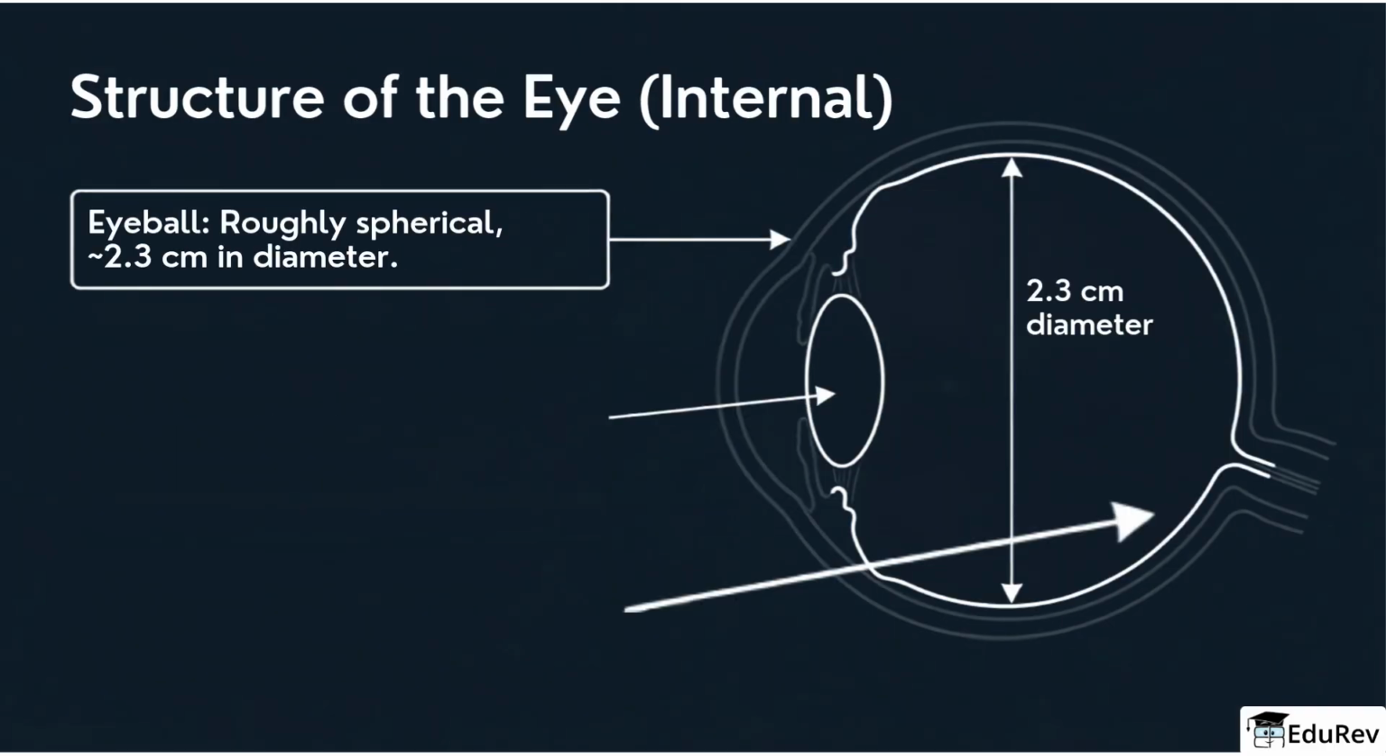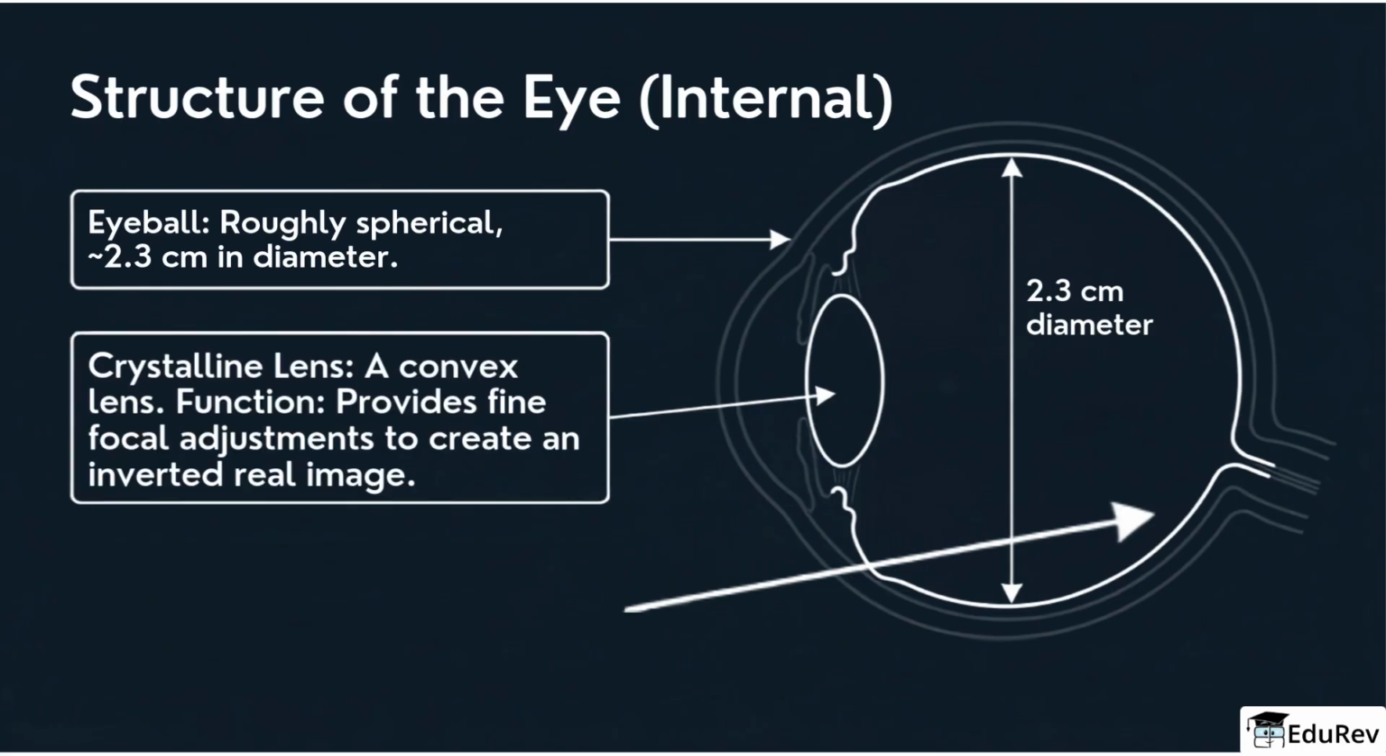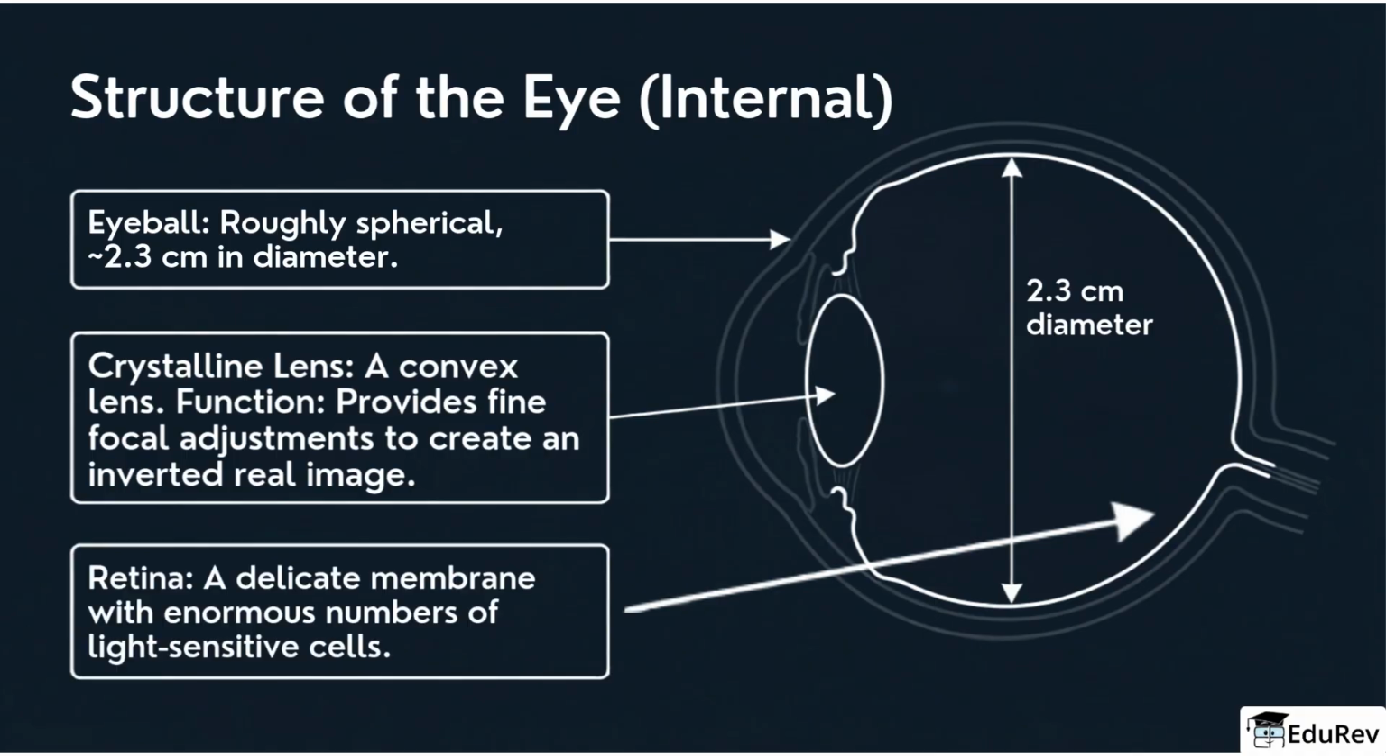Moving to the internal structure, we find that the eyeball is roughly spherical and is approximately 2.3 centimeters in diameter. Inside, we have the crystalline lens, which is a convex lens. Its specific function is to provide fine focal adjustments to create an inverted real image. At the back of the eye lies the retina, a delicate membrane containing enormous numbers of light-sensitive cells. With all these physical parts identified, how exactly does light become an image our minds can understand?